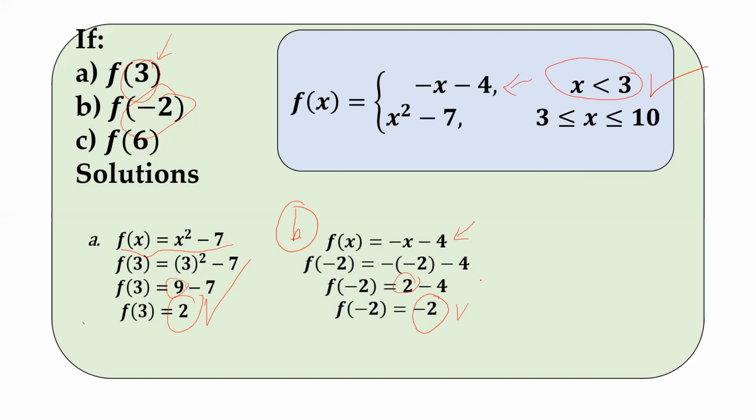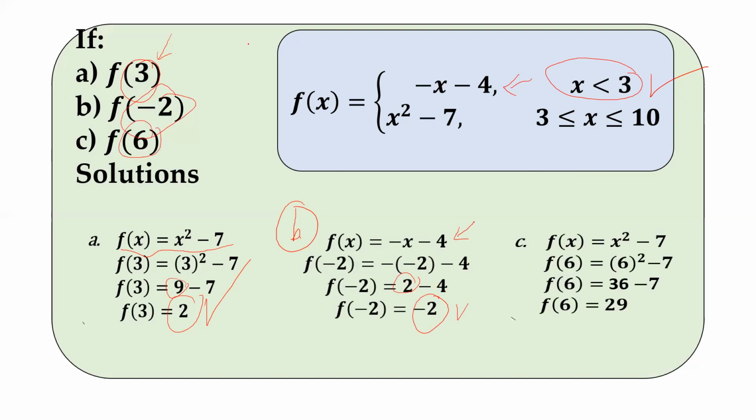How about letter C? If the replacement value is 6, let's check with our interval here. Saan kaya papasok or anong equation, function ang gagamitin natin kapag ang replacement value is 6? Let's classify first. Is 6 less than 3? No. Is 6 greater than or equal to 3 but less than or equal to 10? Yes. That would belong to less than or equal to 10. Therefore, we will use the function x squared minus 7.